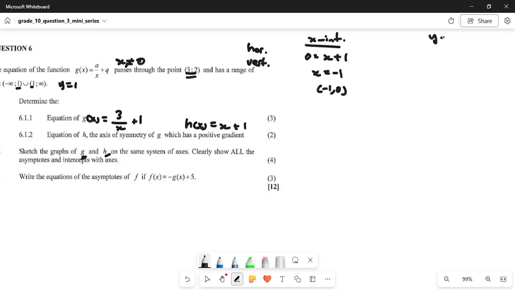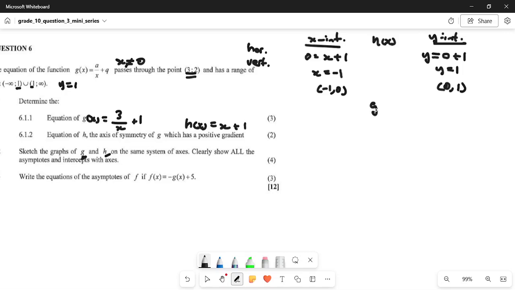And then for the y-intercept of h, I will let x equal 0. So I have y equals 0 plus 1. This is just y equals 1. So we've got 0 and 1 as an intercept. And this is for h of x.